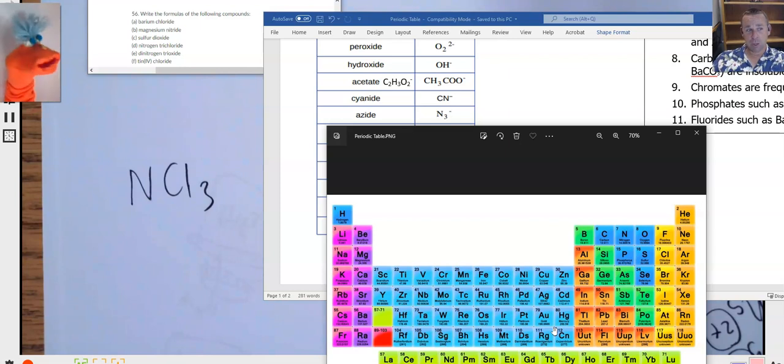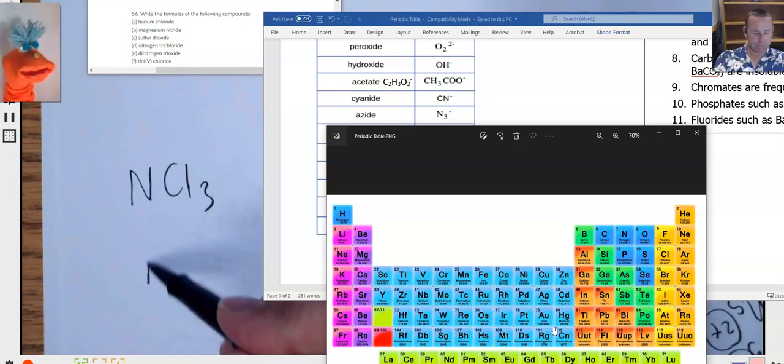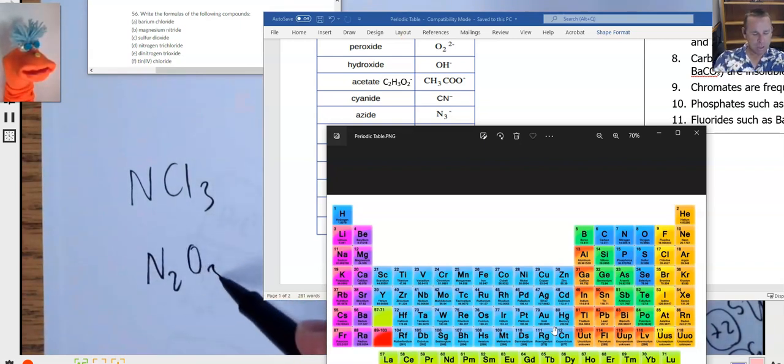Well, because it's using tri, we know it's a molecular compound, covalent. Very good. Dinitrogen trioxide, N2O3. Dinitrogen trioxide. Good.